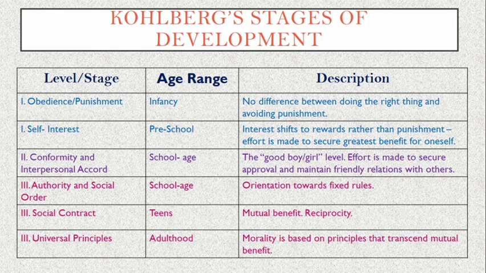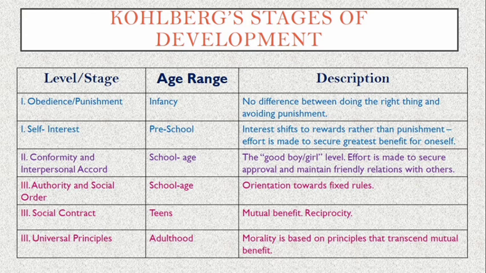Next, Kohlberg stages of development. Level or stage, age range, and description. So first, the obedience or punishment. That is the range for infancy. As described, no difference between doing the right thing and avoiding punishment. So since infant sila, hindi pa sila gaanong aware sa actions nila, whether it constitutes punishment or not. Kasi infant pa lang po sila.